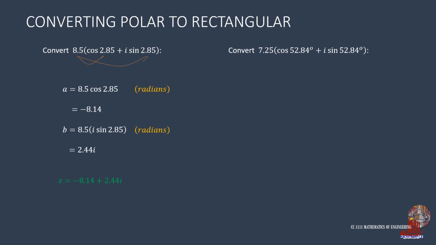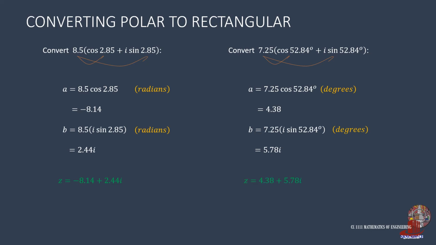2.44i. For the next example, convert 7.25 cosine of 52.84 degrees plus i sine of 52.84 degrees. Again, a is computed as 7.25 cosine of 52.84 degrees, that is 4.38. And b is 7.25 times i sine of 52.84 degrees, which is 5.78i. So the rectangular form of the complex number is 4.38 plus 5.78i.